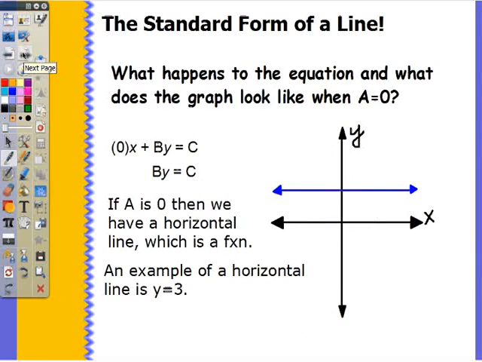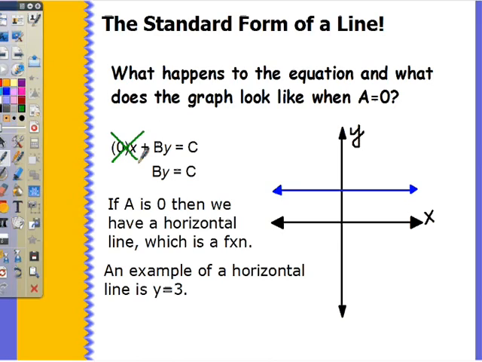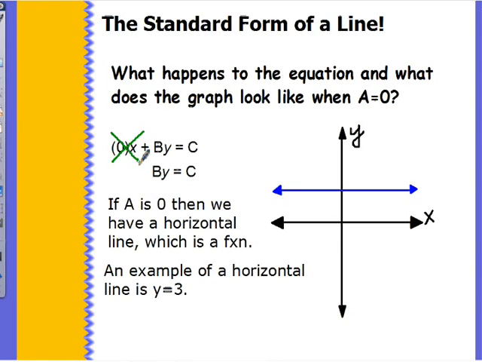Okay. What happens to the equation? What does it look like when A equals 0? Well, if A equals 0, then this x term disappears. You should sketch this in your notes. And that would mean that something times y, B times y, whatever that happened to be, equals C.